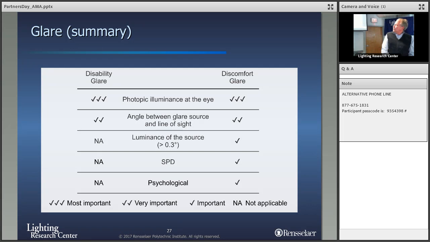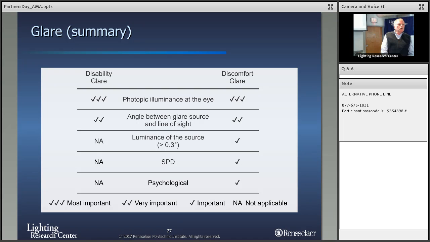glare. And by this one, when I say psychological factor, if it's a harder task that you're doing and you ask somebody to rate it, they invariably rate it as more uncomfortable for the glare source. If you're, for example, as we were yesterday, driving in snow, discomfort glare becomes more attuned. But the point is, these factors are not important to disability glare.